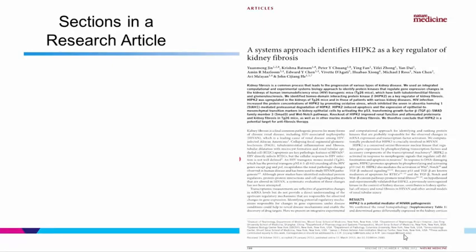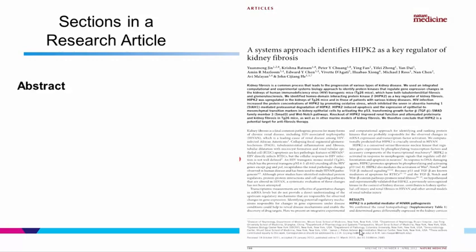Next, we're going to discuss the sections in a research article. All research articles have the same standard format, consisting of several sections, such as abstract, introduction, methods, figures and tables, results, and discussion. Just to illustrate these sections, we will use the first research article that we will discuss in depth, titled "A Systems Approach Identifies Hip Kinase 2 as a Key Regulator of Kidney Fibrosis."